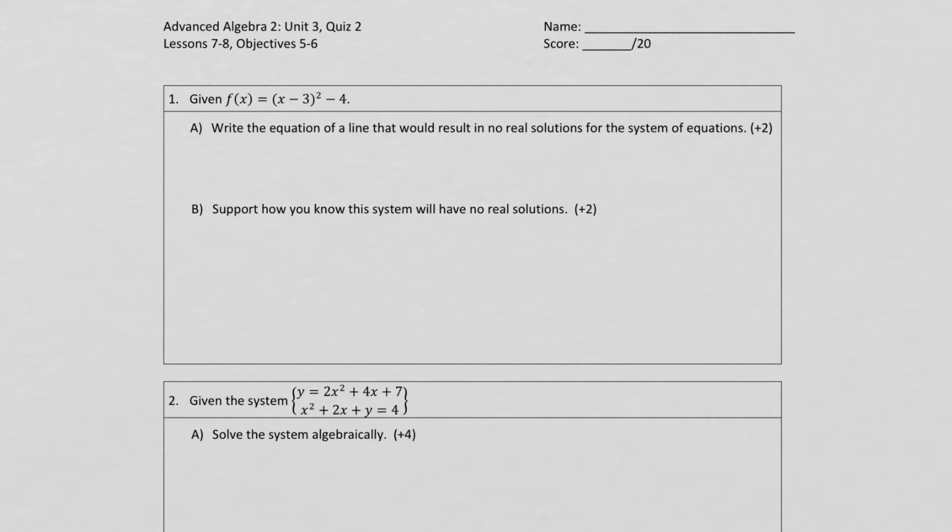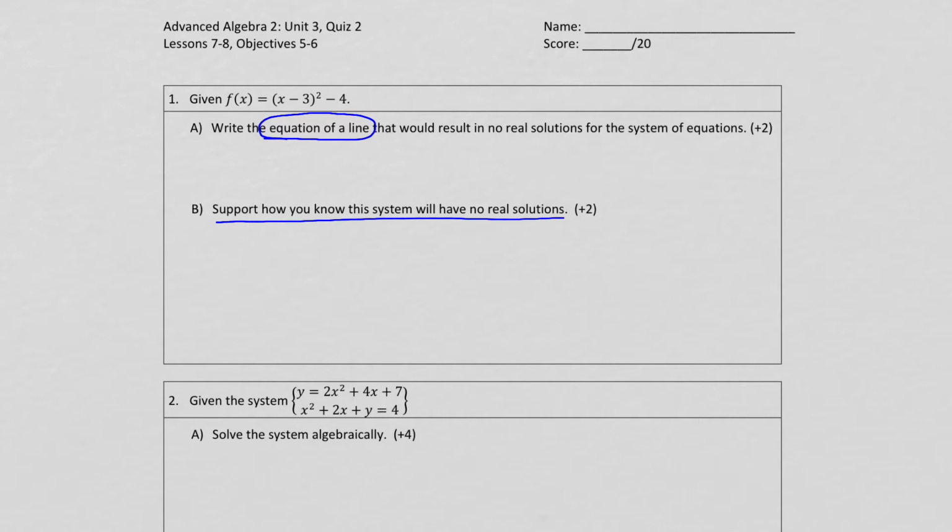So in number 1 here, it says you're given f of x equals (x minus 3) squared minus 4. Now this is vertex form. So we want to write an equation of a line that would result in no real solutions for this system. Remember, a system of equations means I have two equations, and they do not cross. A lot of you missed this because it is specific and said an equation of a line, and some of you wrote an equation of a parabola.